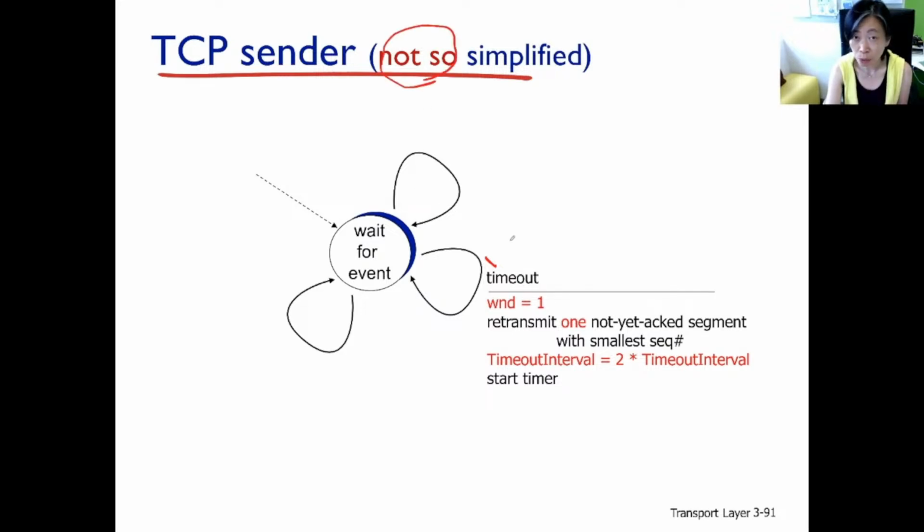This one is actually quite realistic considering congestion control. In step number 1, the window size is dropped all the way to 1. As a result, we are only allowed to transmit 1 segment, the smaller sequence number segment. Then we're supposed to start the timer, but the timeout interval is set to 2 times the current timeout interval value. Then you go, hey, what was the current timeout interval?